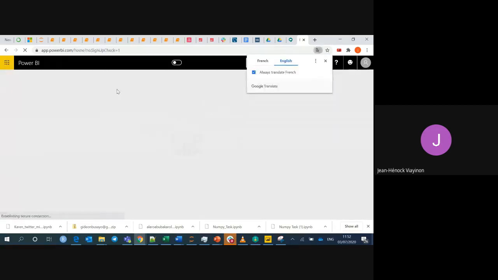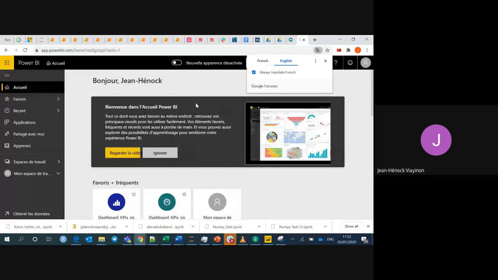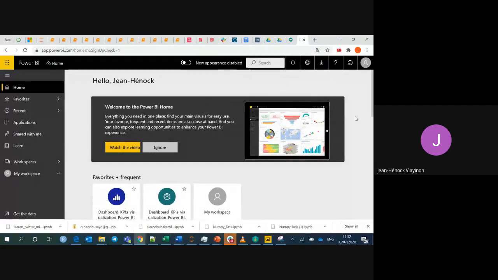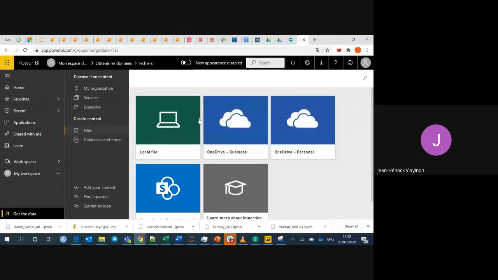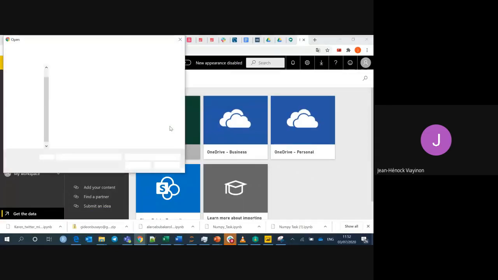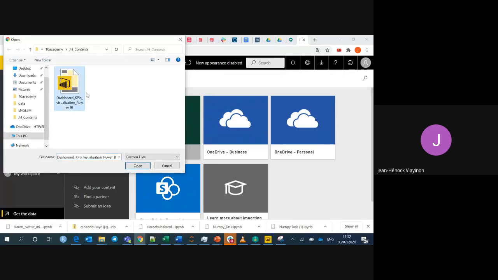So the web version looks like this. I think you should have a work or organization address to be able to log in. But once you log in like that, you just click here to get your data, and I'll get it from a file. From a local file here I can click on the dashboard. This is the dashboard I provided you in the today folder. This is the one you are going to explore and answer some questions on.